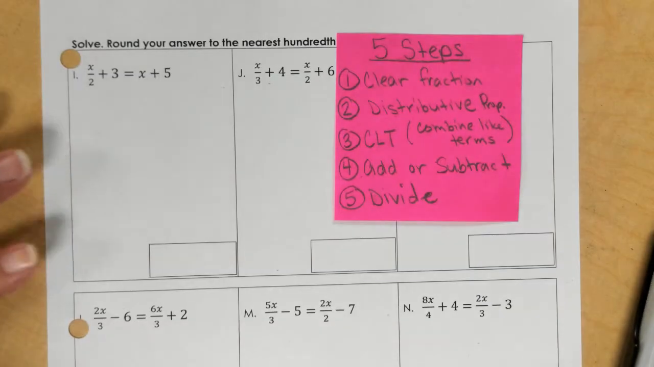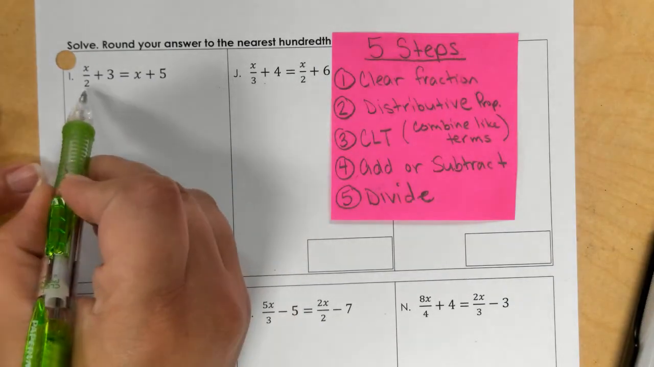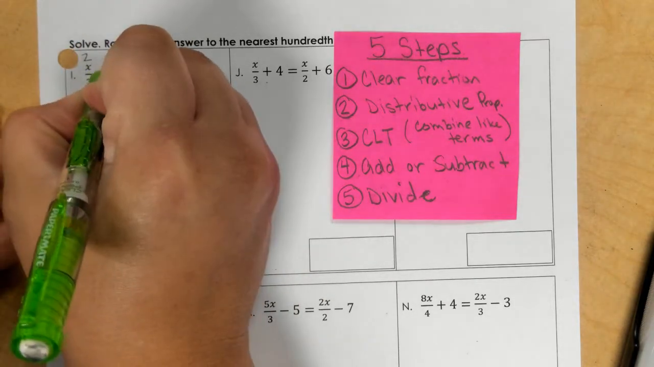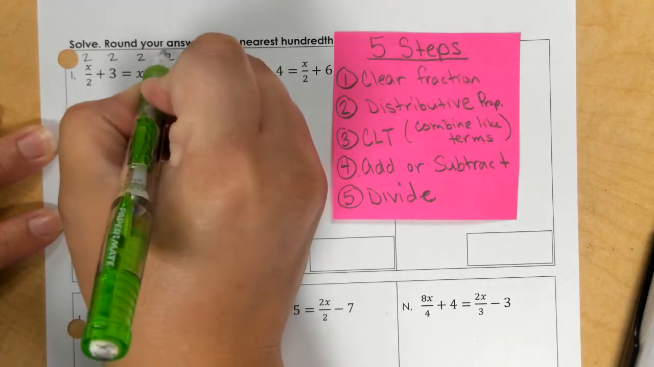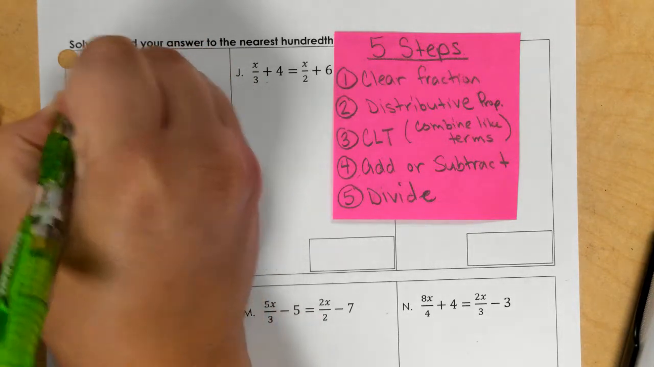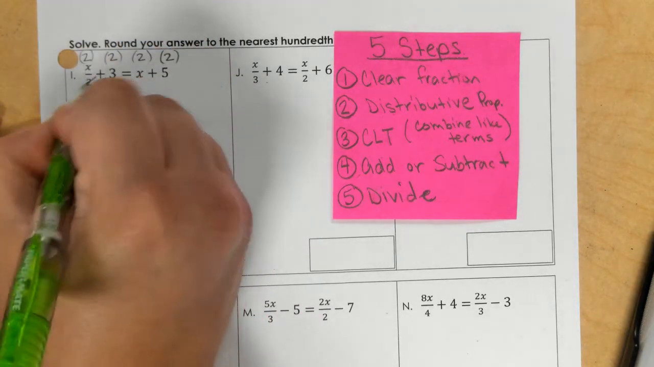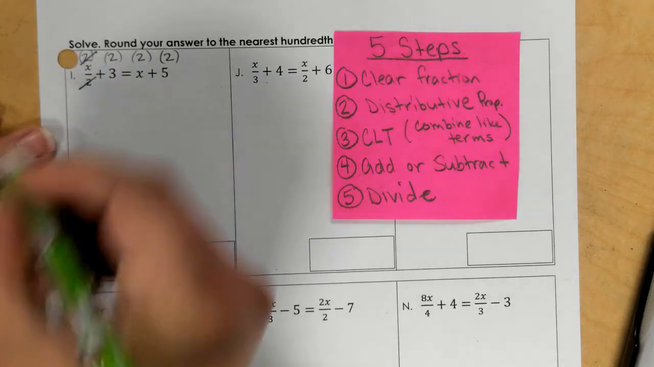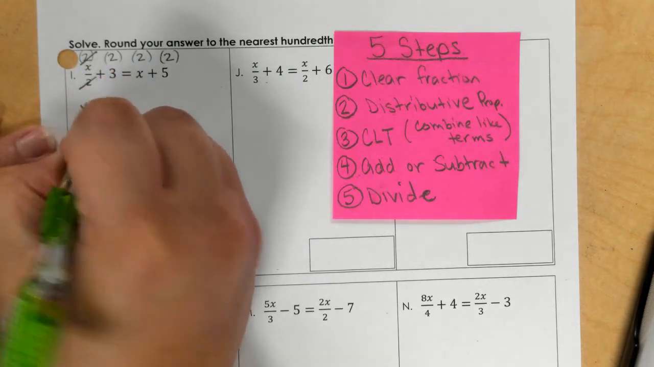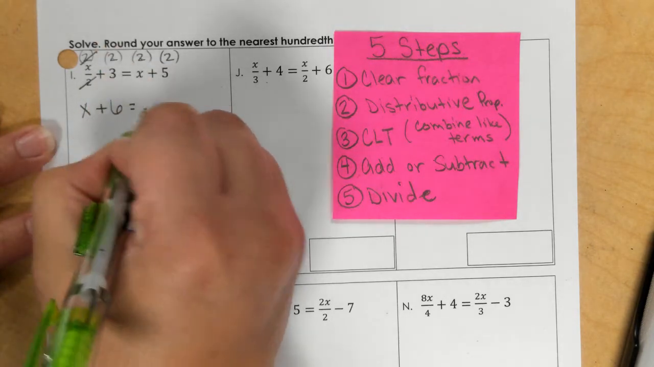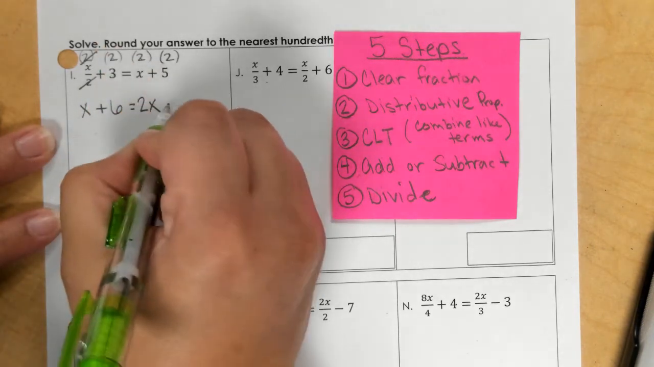So if I look in letter I, I just have a denominator of 2. Since it's 2, that means all of the terms get multiplied by 2. Here, because 2 and this 2 are the same, they cancel out, and I'm left with x. And then I multiply. 2 times 3 is 6. 2 times x is 2x. And 2 times 5 would be 10.